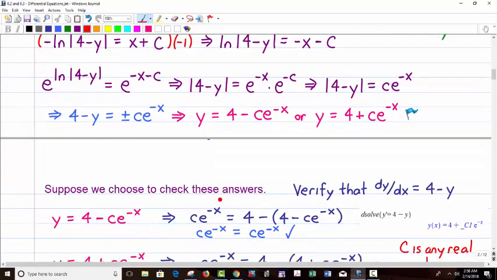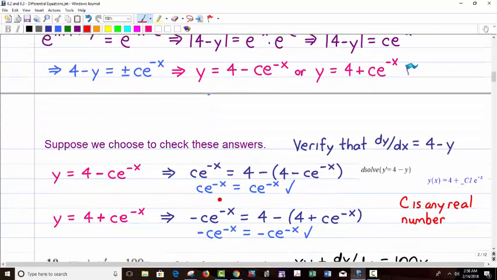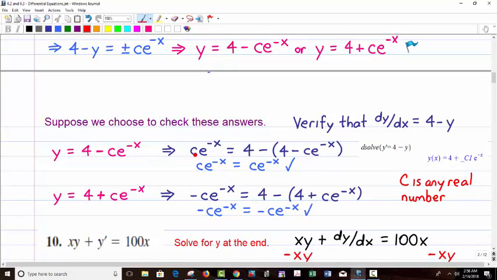So I actually decided to check both these answers, and I'm going to show you that they're both correct, which means either or both would have been fine. The original problem was dy/dx equals 4 minus y. So the derivative of our answer needs to equal 4 minus our answer. So I did this: the derivative of e to the negative x is negative e to the negative x, so it makes it positive c here. And then I have 4 minus our answer, 4 minus c e to the negative x. The 4's cancel, makes that negative positive, so that checks. The left side equals the right side.